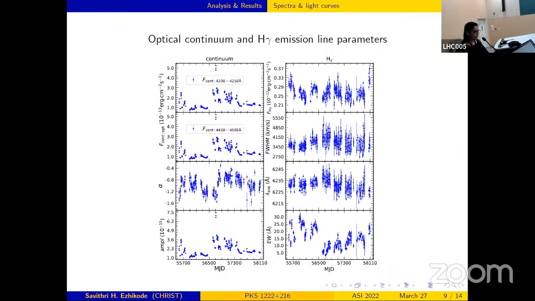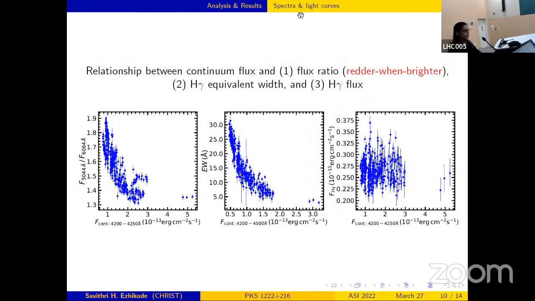So then we find the correlation, the relationship between various optical parameters with the continuum flux. This is the variation of the flux ratio with the continuum flux, and this is the variation at 5,442 angstrom and 6,644 angstrom, and this is the variation of equivalent width with the continuum flux, and here is the variation of H gamma flux with the optical continuum flux.